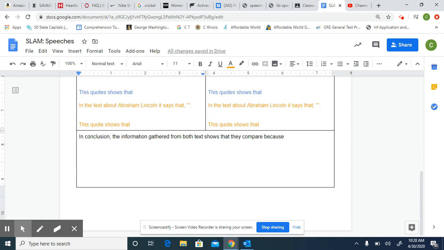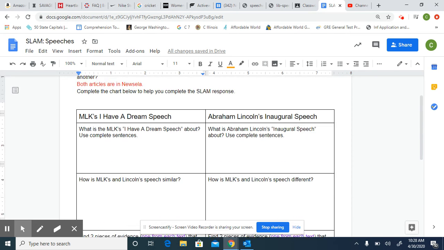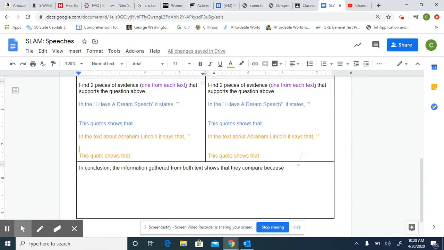Once you finish that, at the bottom it's going to say, in conclusion, the information gathered from both texts shows that they compare because, and then you just sum it up. They compare to one another because they both did X, Y, and Z, even though they differ in this manner. Okay, so you're just really kind of doing a summary of how they're similar and how they're different. It's very simple. Once you finish, you're going to submit it.